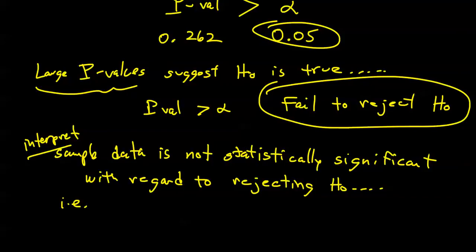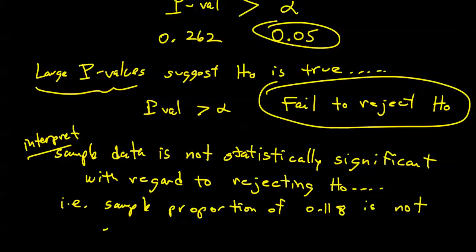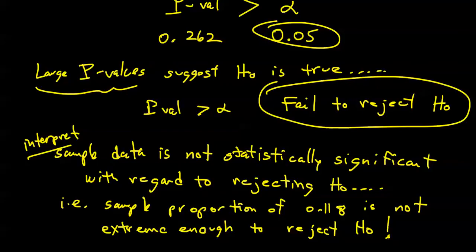In other words, my sample proportion of 0.118 is not extreme enough to reject the null claim. Okay?